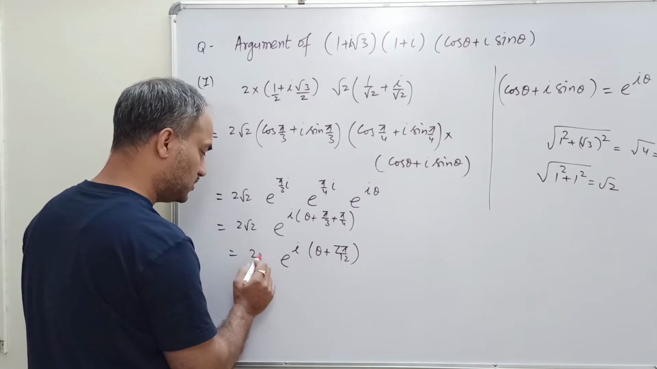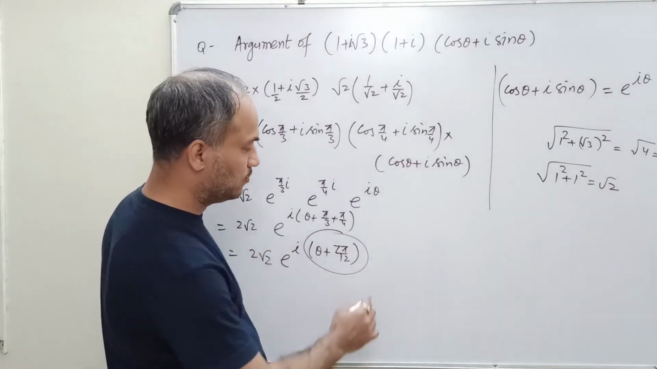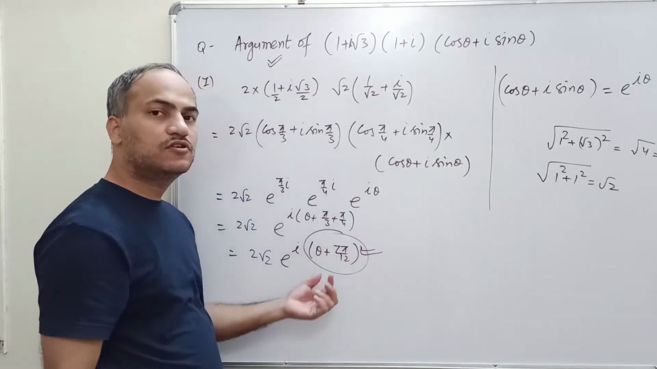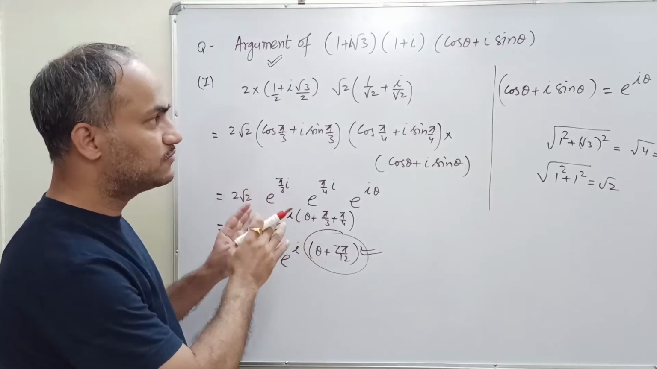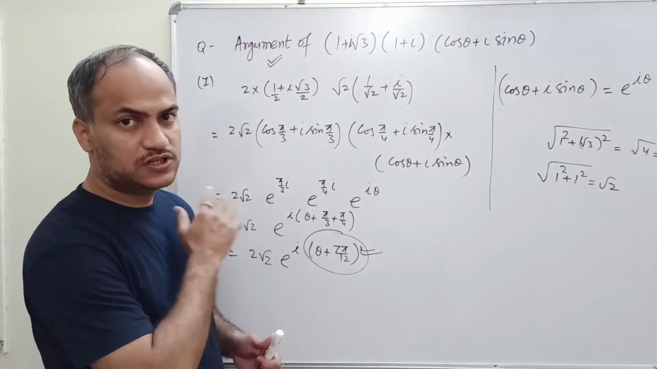So this is just a constant, leave it. Our argument will be this much. Okay. So we need to find the argument. So this is our argument for this question. Fine. This is our first method. Okay guys, now let us see the other method for this question.